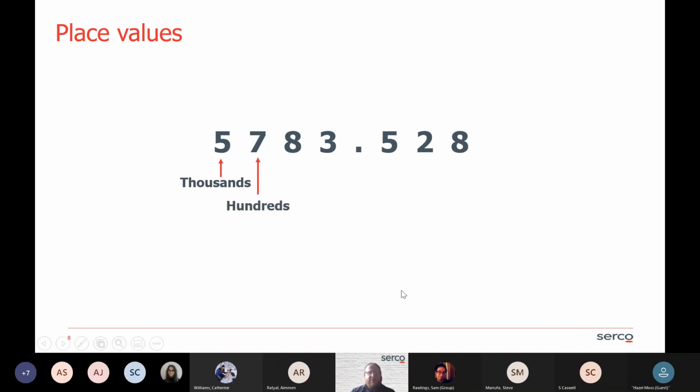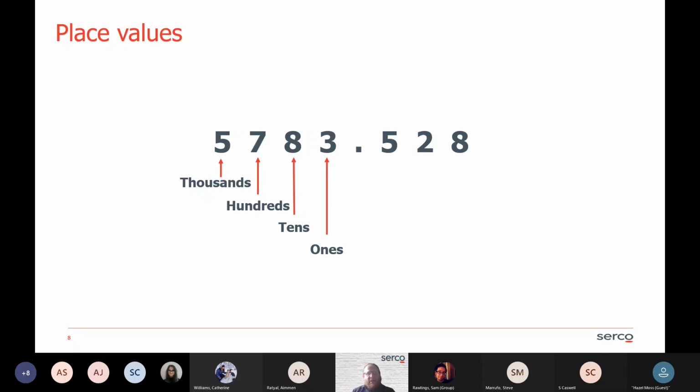The 7 represents 700. The 8 represents 8 tens, which we call 80. And the 3 represents ones, sometimes called units. People tend to call them ones now rather than units, as 3 individual ones. So the number on the left-hand side of our decimal point is 5,783, and we've got thousands, hundreds, tens, and ones. There's a very similar, symmetrical pattern going the other way after our decimal point.